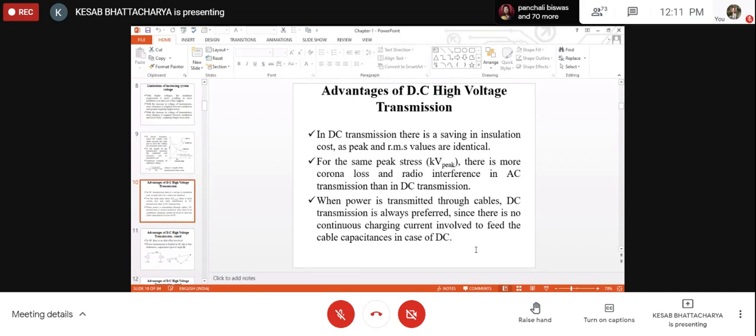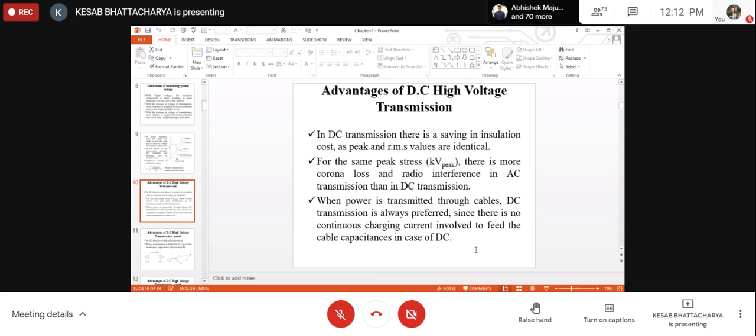At the beginning of this topic, we must understand that power transmission with high voltage DC provides a lot of advantages. But even then, because of serious and major disadvantages, high voltage DC power transmission is not very popular even today. We shall discuss the advantages and disadvantages together also.